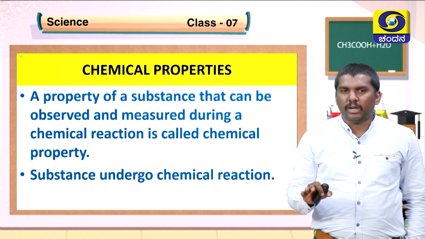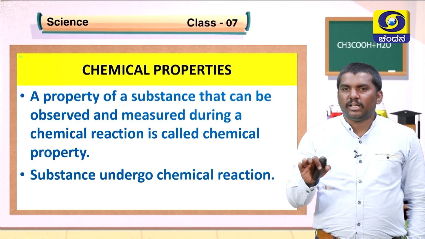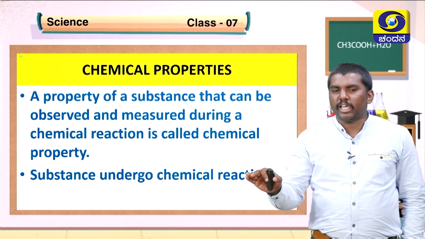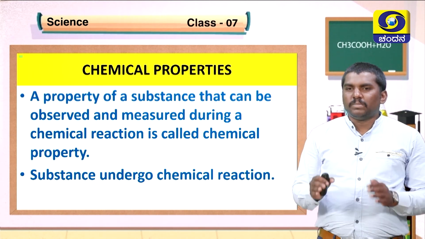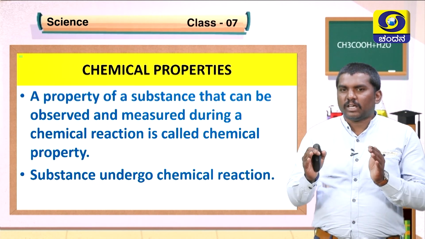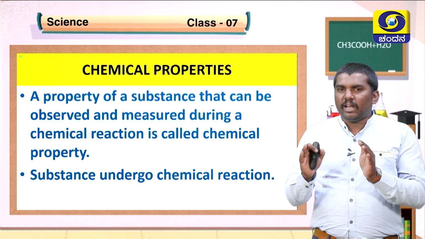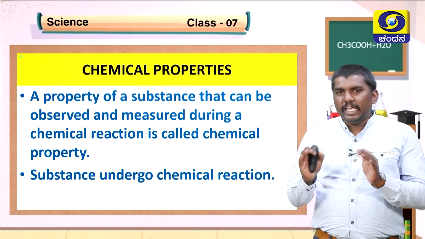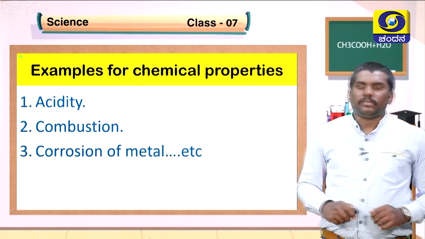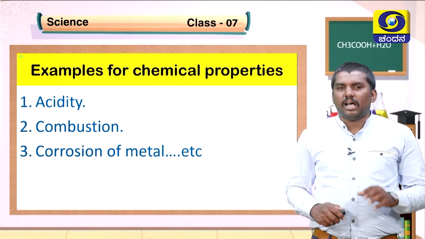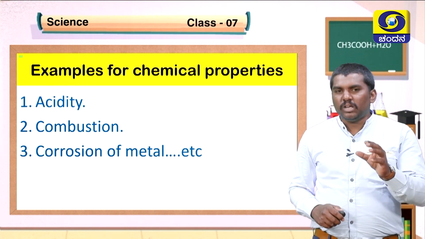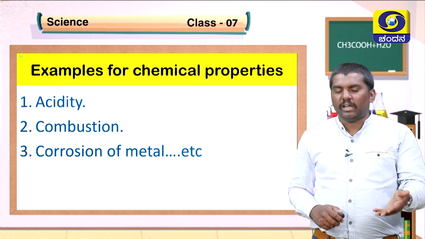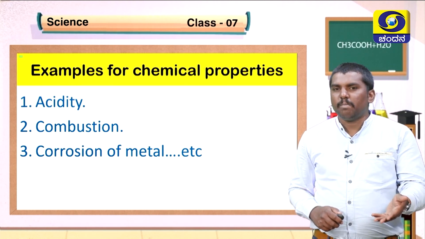What are chemical properties? A property of a substance that can be observed and measured during a chemical reaction is called a chemical property. Students, to observe this property, we should conduct a certain chemical reaction. Without a chemical reaction, it is not possible to observe these properties. So, we call these properties chemical properties. Examples of chemical properties: acidity of a substance. Combustion is an example of a chemical property. Corrosion of a metal is an example of a chemical property.